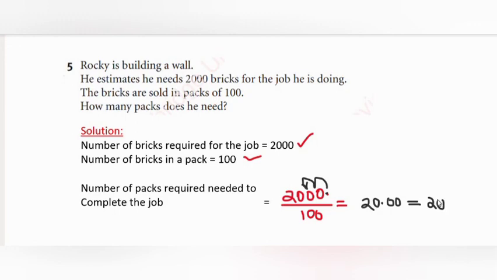So to complete the job, Ricky needs 20 packs of bricks.